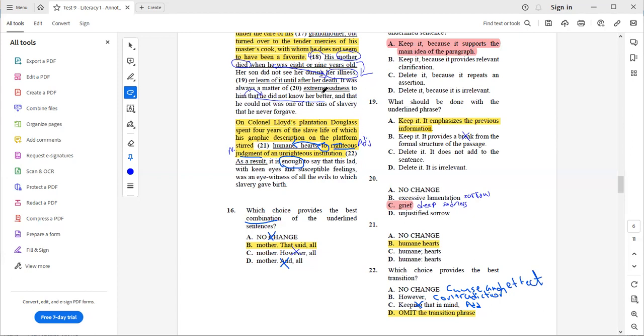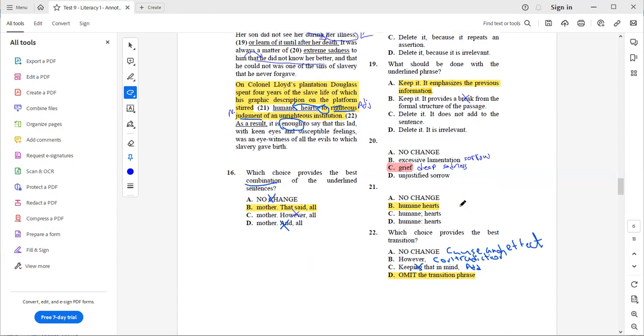Okay, why are you not going to choose extreme sadness? Because instead of using two words, we can use one word that expresses it. Perfect, shorter is better. Even Engineer Zero, when she came to read the words, found that all of them have the same meaning: extreme sadness, excessive lamentation, grief, unjustified sorrow. All of them have the same meaning, so it's better now to choose the shortest. Thank you. 21.